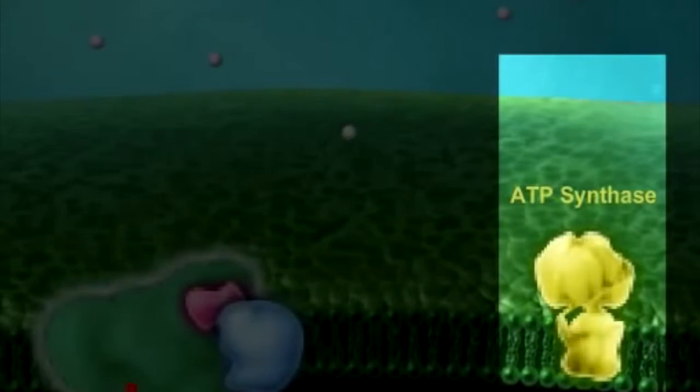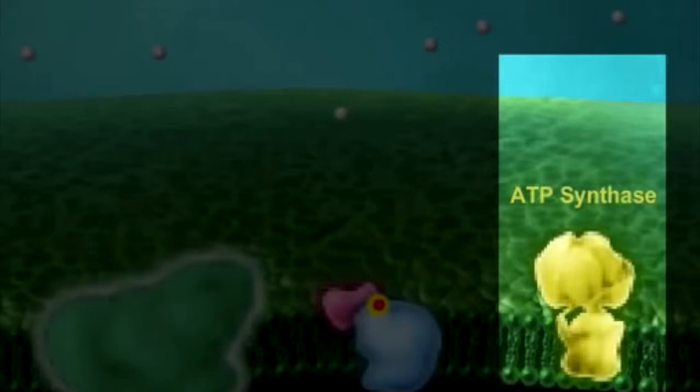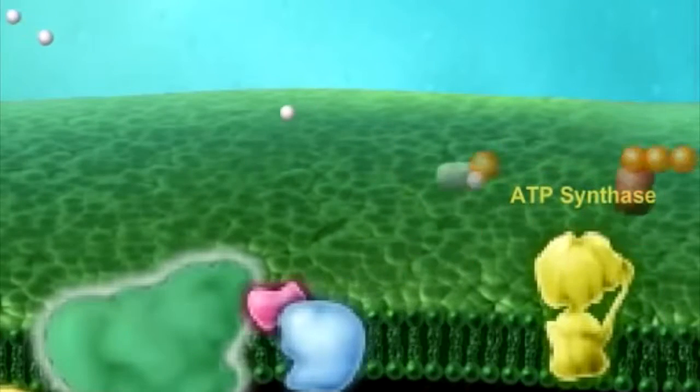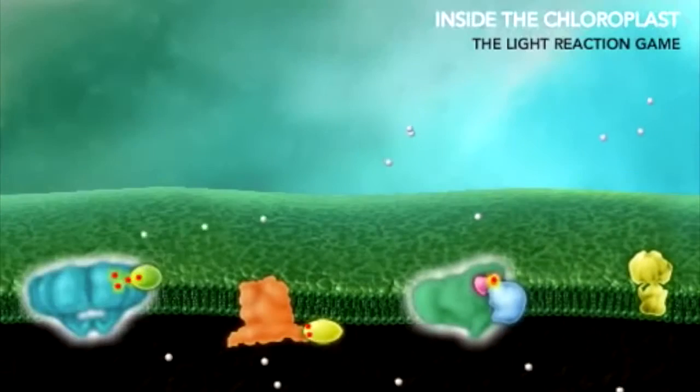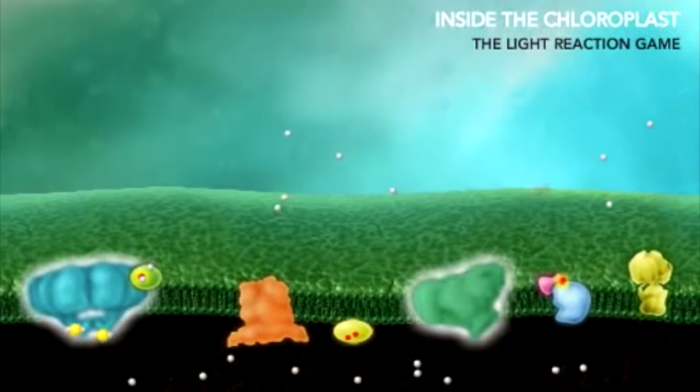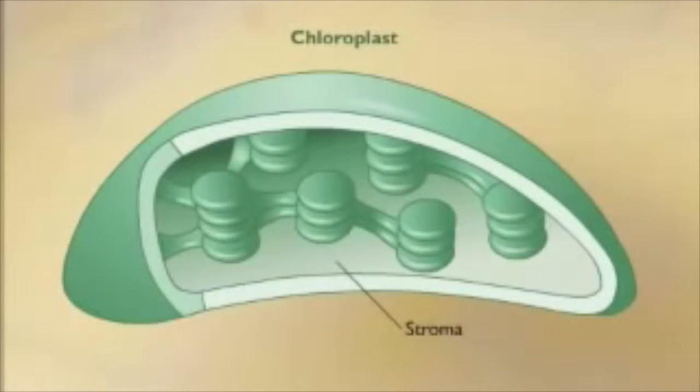The protons then flow through ATP synthase, causing ADP to bond with a high-energy phosphate, making ATP. The NADPH and ATP are now ready to be used in the light-independent reactions, which take place in the stroma. The light-independent reactions, or the Calvin cycle, can be broken up into three basic phases.